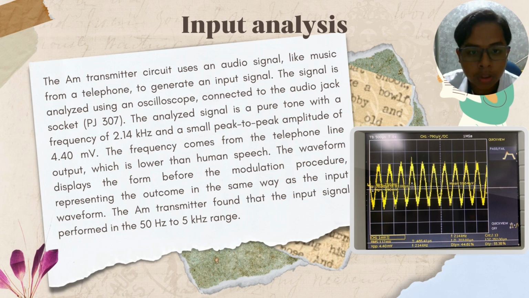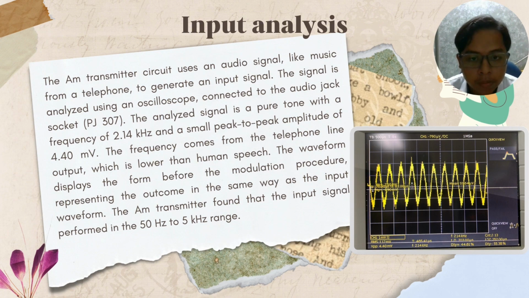Next, for input analysis, the AM transmitter circuit uses an audio signal, like music from a telephone, to generate an input signal. The signal is analyzed using an oscilloscope connected to the audio jack socket. The analyzed signal is a full tone with a frequency of 2.14 kHz and a small peak-to-peak amplitude of 4.4 mV. The frequency comes from the telephone line output, which is lower than human speech.